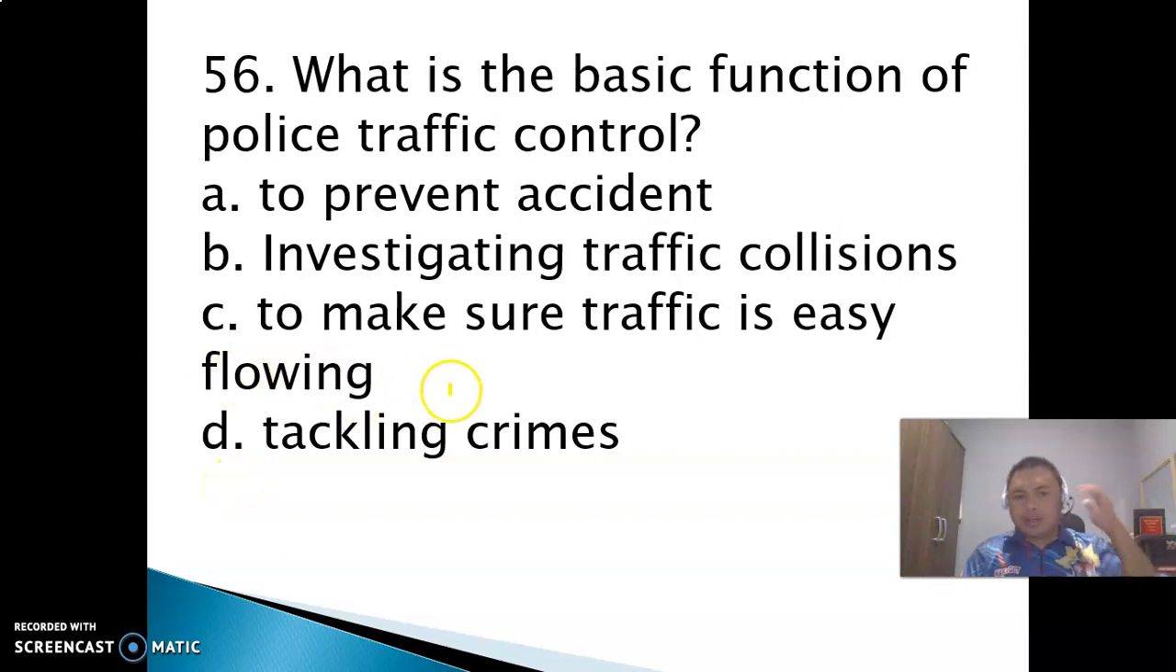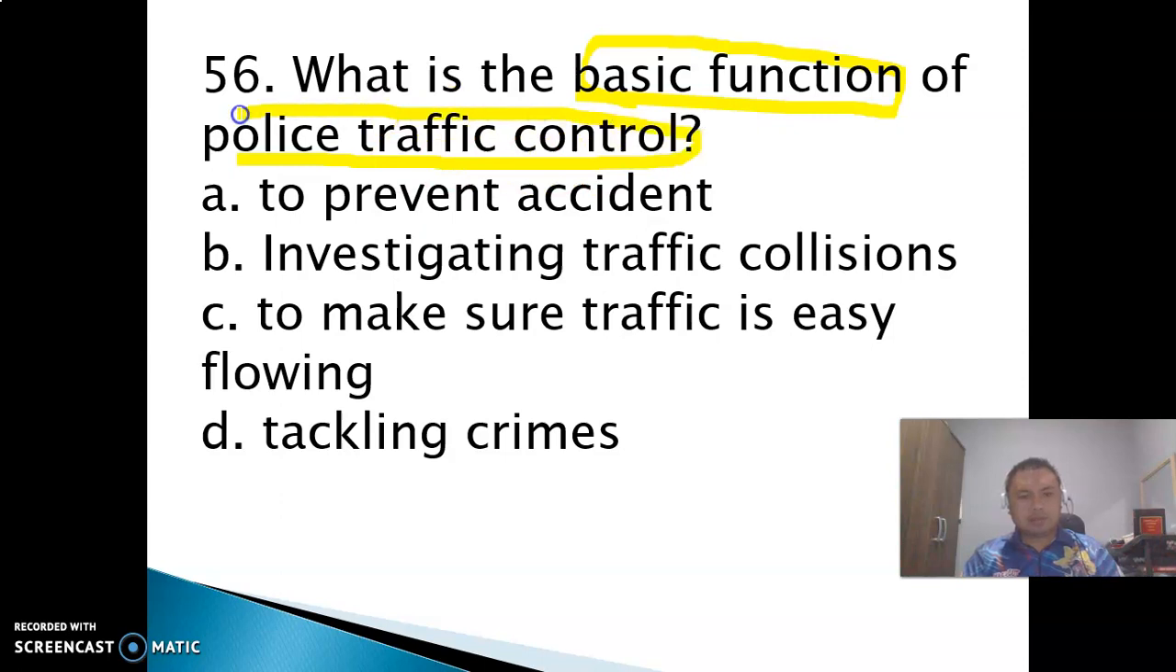Okay, so we are now on item number 56. Still, and this is still part one. So, what is the basic function of the police traffic control? So, we are looking here for the basic function of the police traffic control.